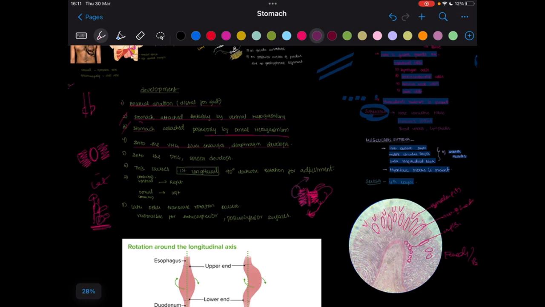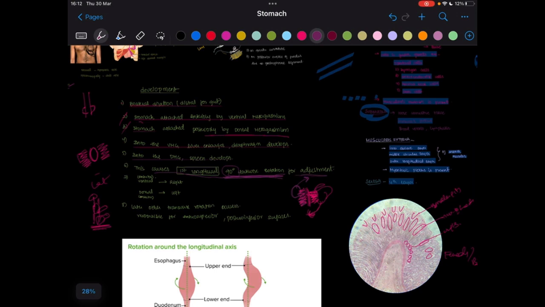Because of this, into the dorsal mesogastrium the spleen is developed. It causes the first longitudinal 90-degree clockwise rotation. This is the first rotation which you are seeing in the stomach. The second rotation is a transverse rotation, which we'll see later. So the first one is a 90-degree clockwise rotation because of the development of the liver and the spleen.